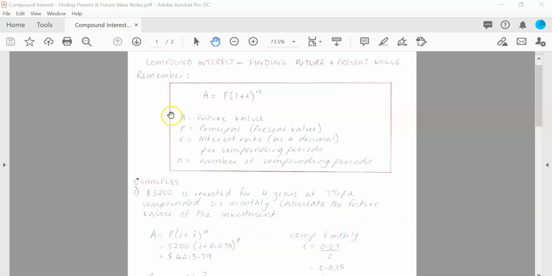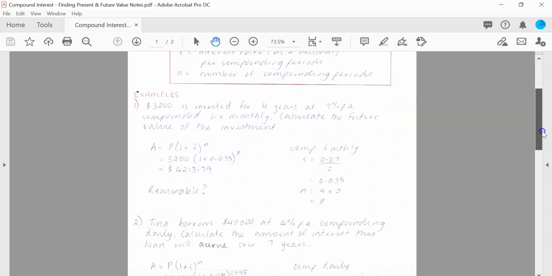We know A is the future value, P is the principal or the present value, I is our interest rate as a decimal per compounding period, and N is the number of compounding periods. Our first example is $3,200 is invested for 4 years at 7% per annum compounding 6 monthly, and we're asked to calculate the future value of that investment.